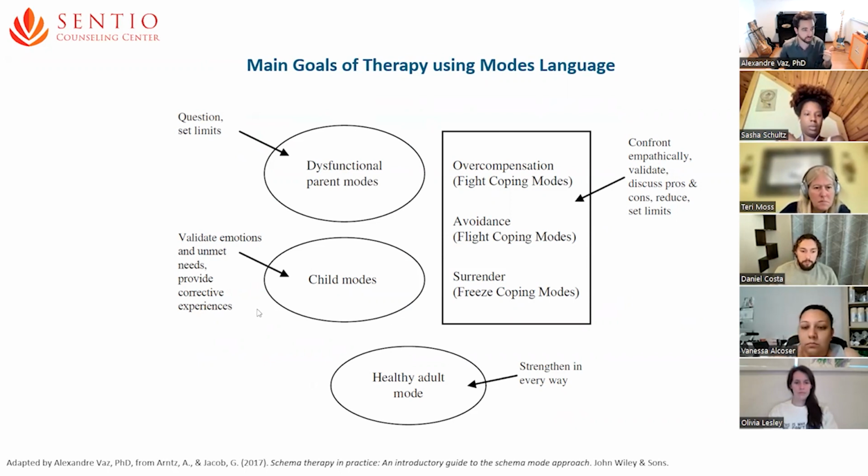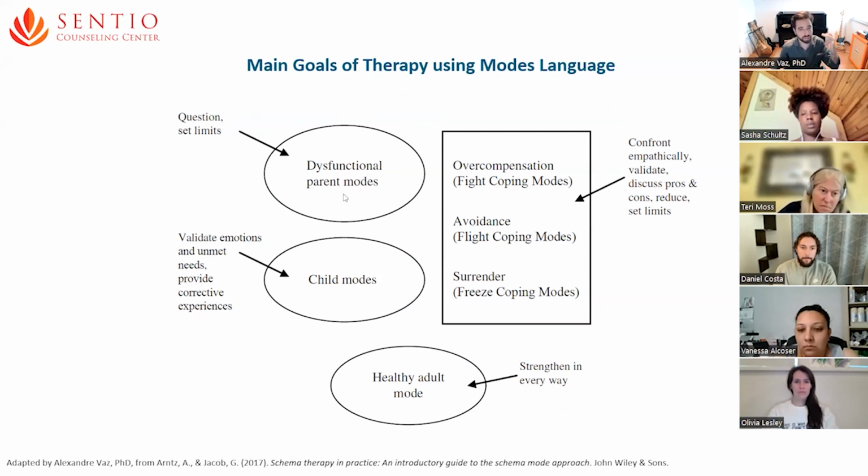That's the first one. So if this person has a child mode that's ashamed, you want to validate their experience, normalize it, go deeper into it, and this is the kicker, provide corrective experiences that try to undo that toxic shame, right? So that's for the child mode.